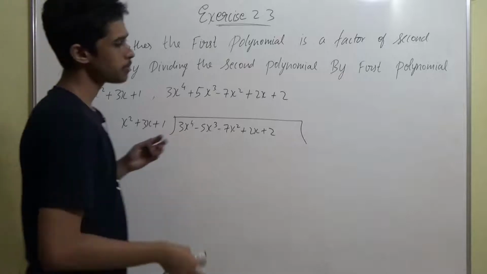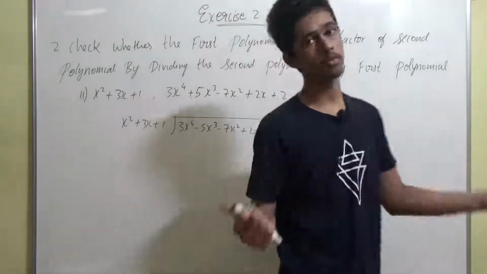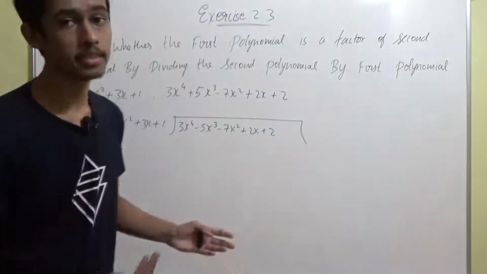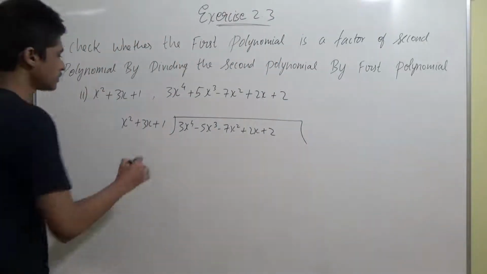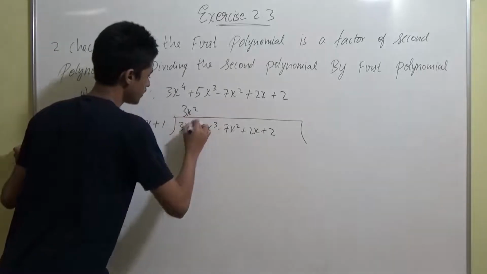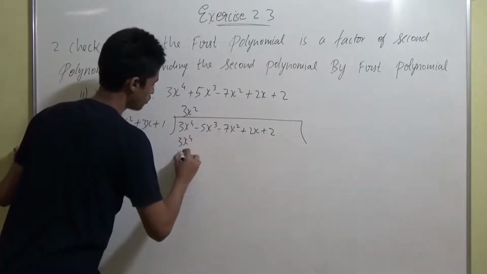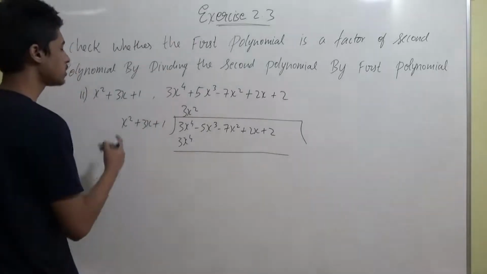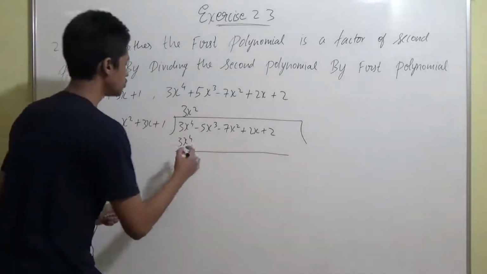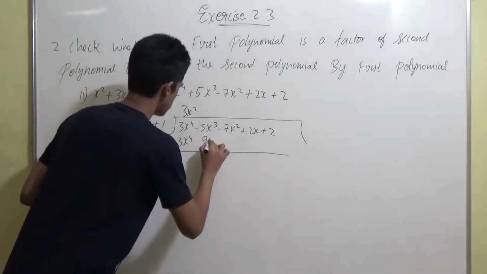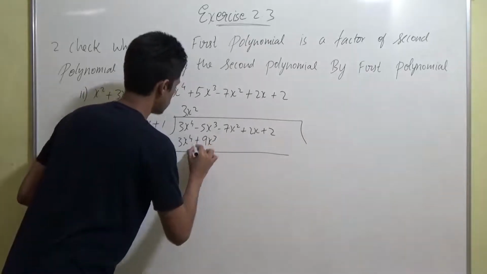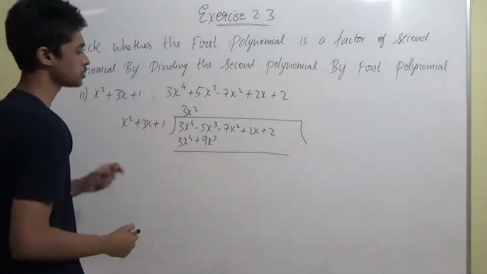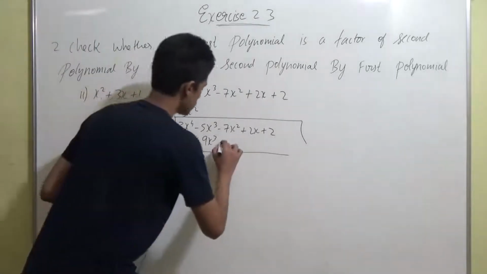So x square multiplied by what is going to give us 3x to the power 4? It is 3x square, because x square into 3x square is going to give us 3x to the power 4. Right, and then you're going to multiply the second term with the first term of the quotient, which is going to give us 9x cube. And then the last term with the first term of the quotient is going to give us plus 3x square.